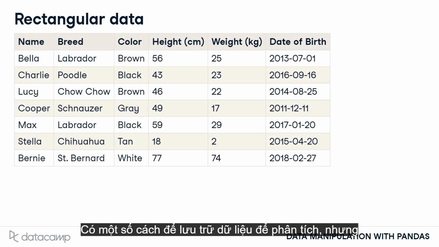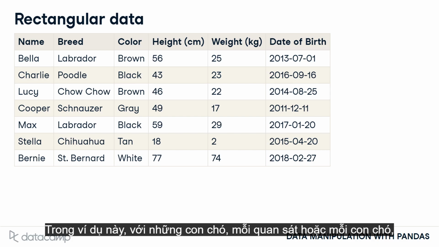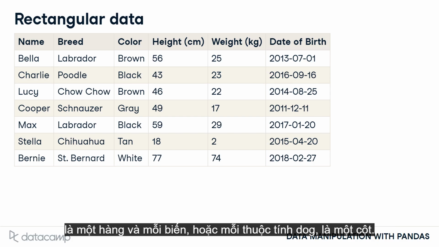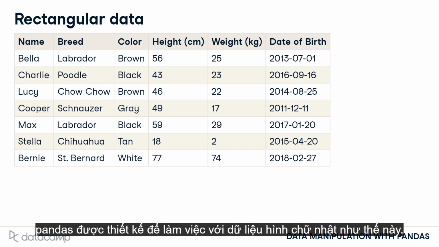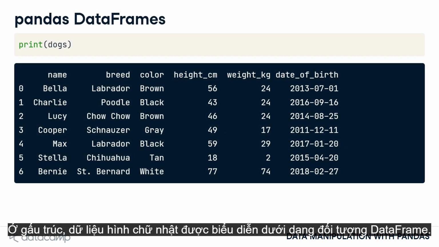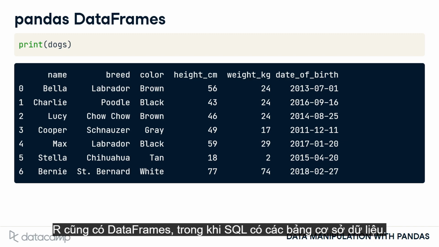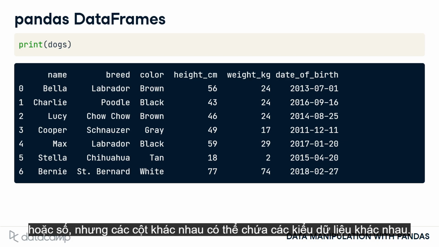There are several ways to store data for analysis, but rectangular data, sometimes called tabular data, is the most common form. In this example with dogs, each observation, or each dog, is a row, and each variable, or each dog property, is a column. Pandas is designed to work with rectangular data, like this. In Pandas, rectangular data is represented as a DataFrame object. Each programming language used for data analysis has something similar to this. R also has data frames, while SQL has database tables. Every value within a column has the same data type, either text or numeric, but different columns can contain different data types.